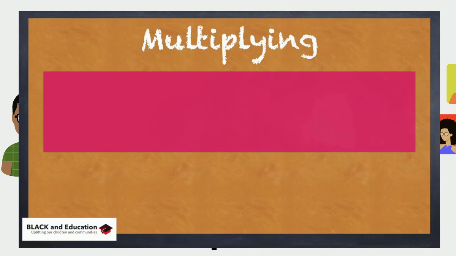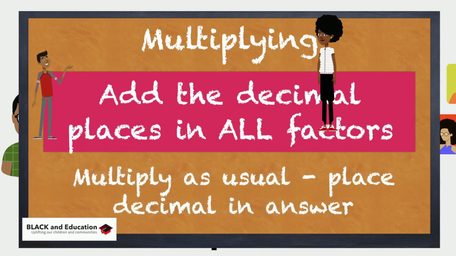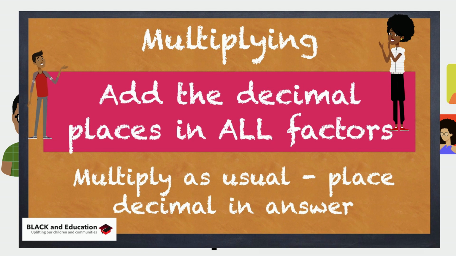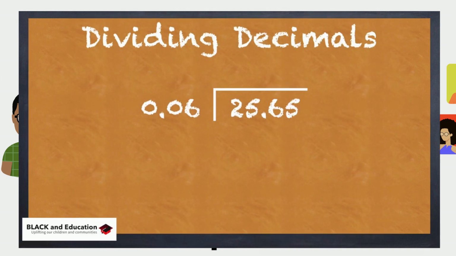So in multiplying, all you have to do is figure out the decimal places in all the factors, all the numbers that you're multiplying together. And then you just multiply as usual and figure out the number of decimal places you have to add in your answer. That's how you do multiplying decimals. Well, let's go ahead and divide decimals. What happens when we divide decimals?